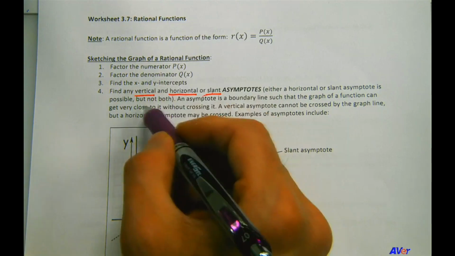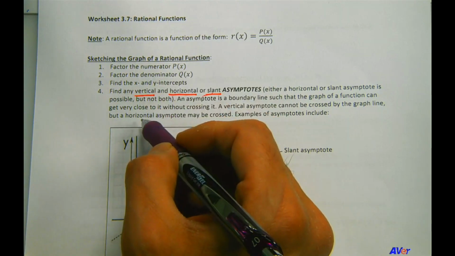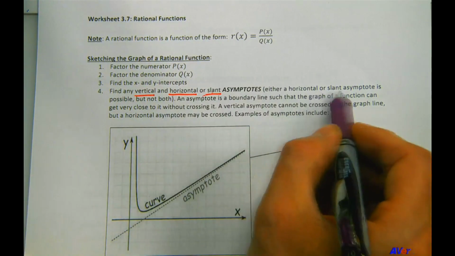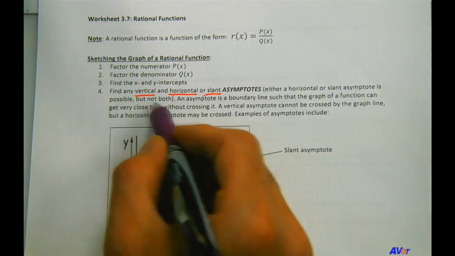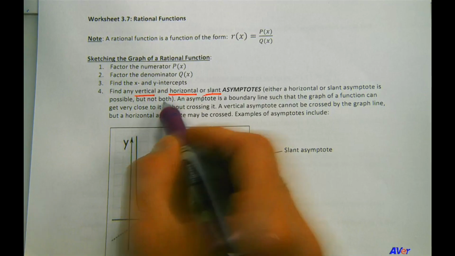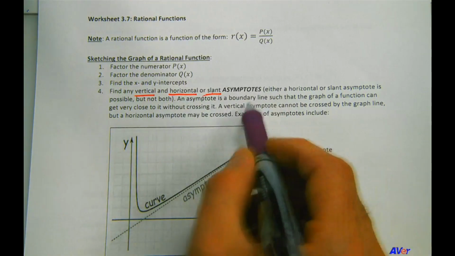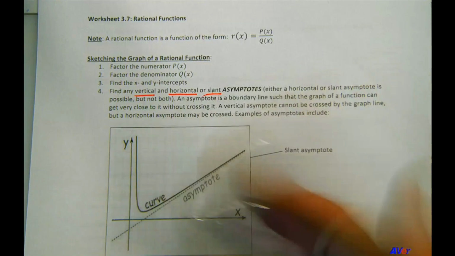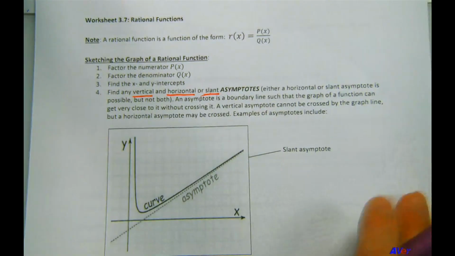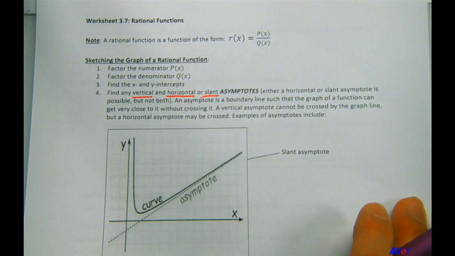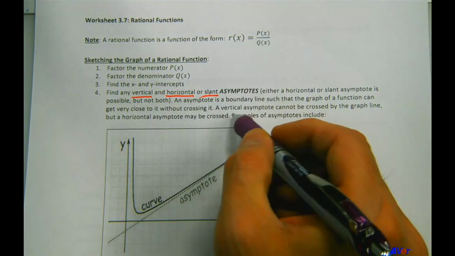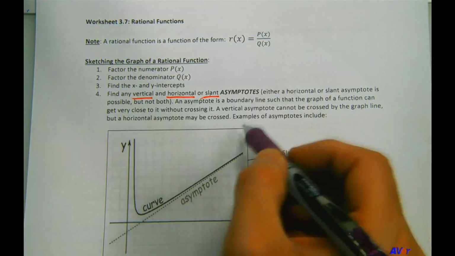The other thing I wanted to highlight, and I mentioned that in the parentheses here, is that either a horizontal or a slant asymptote is possible, but not both. You should read the rest of this small paragraph, because all of this is a summary of what you find in your book. If you've read the book by now, then you'll know what I mean. This is a summary of all of that.